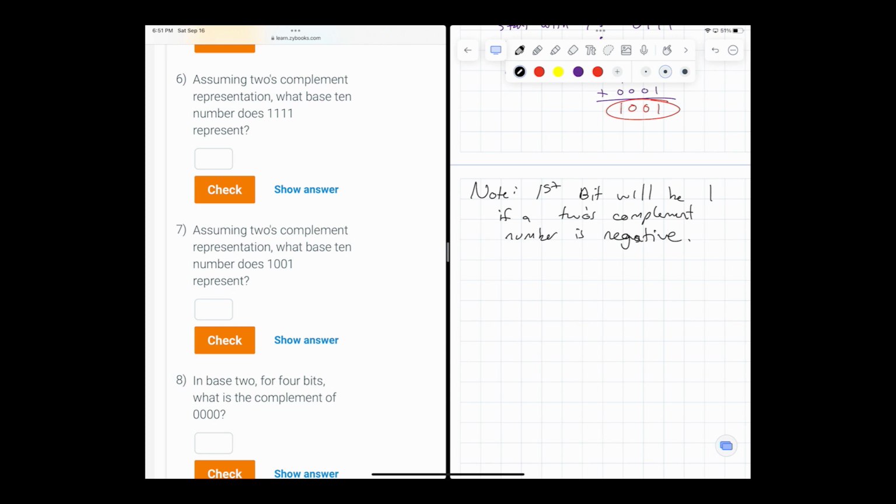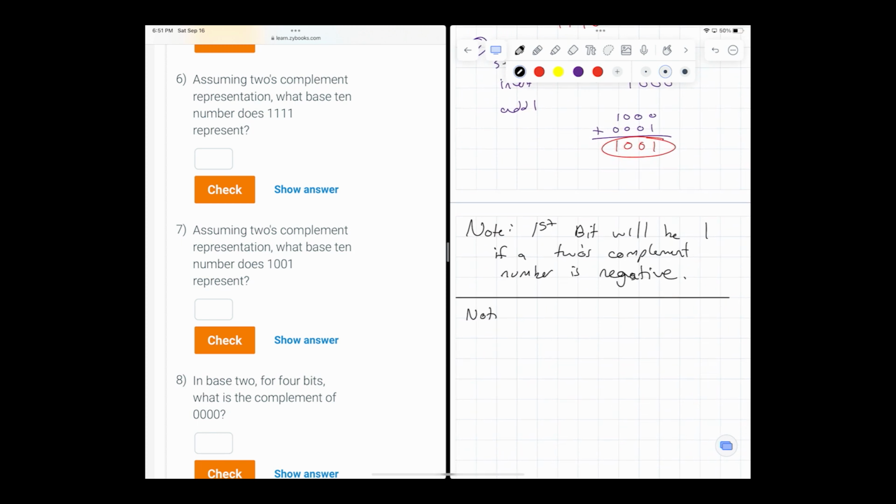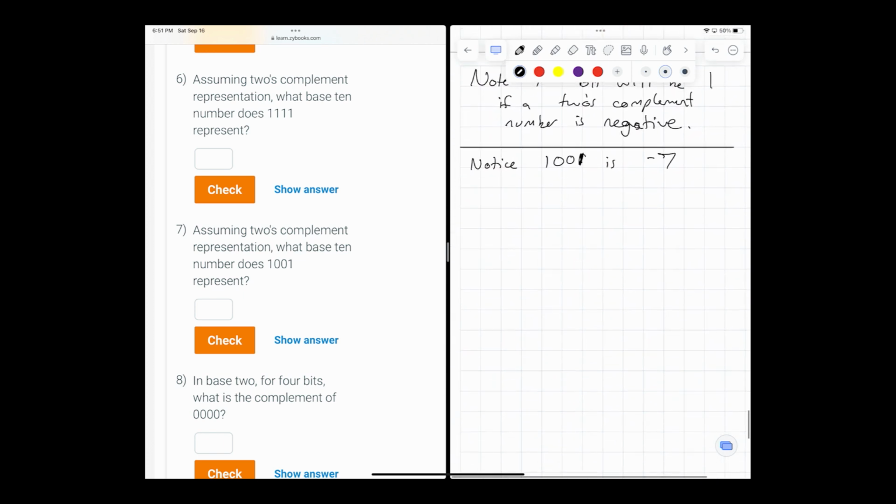Okay, so we didn't deal with this yet, but let's think about this. Let me look at the previous example. The previous one that we just did, 1001 is -7, right? That's from the previous problem. Start with 7, invert, add 1. But what if you had to work backwards and wanted to know what 1001 is? So let's try to do this. So -7 is 1001. Okay, just saying start there.